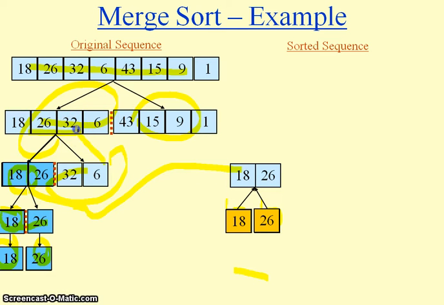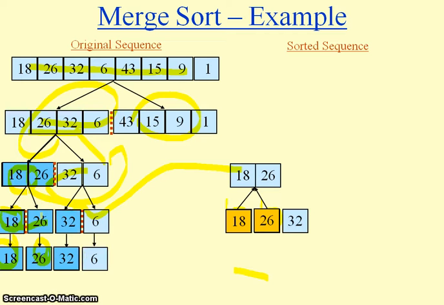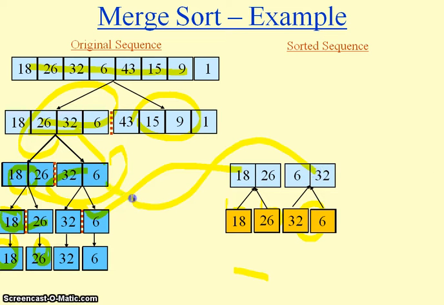Now it is time for solving the subproblem 32 and 6. So further, these are again divided into two single elements, and 32 is divided into 32 and the solution is returned back. 6 is divided into 6, and the solution is returned back. Now 32 and 6 are combined. 32 is compared with 6. 6 is copied first to the original list and then 32. So this is the solution for the problem with 32 and 6.